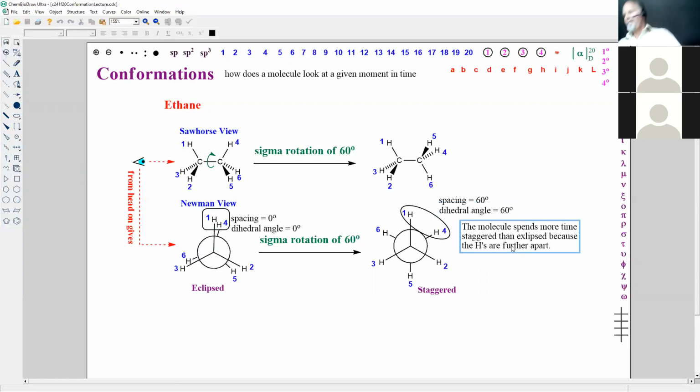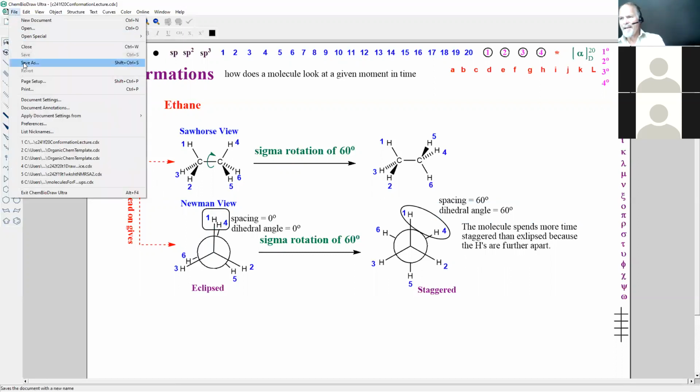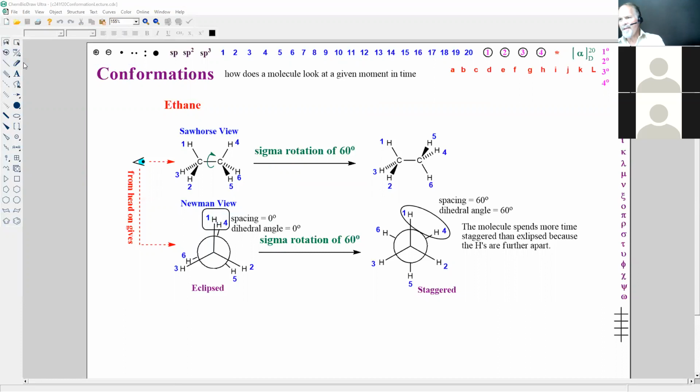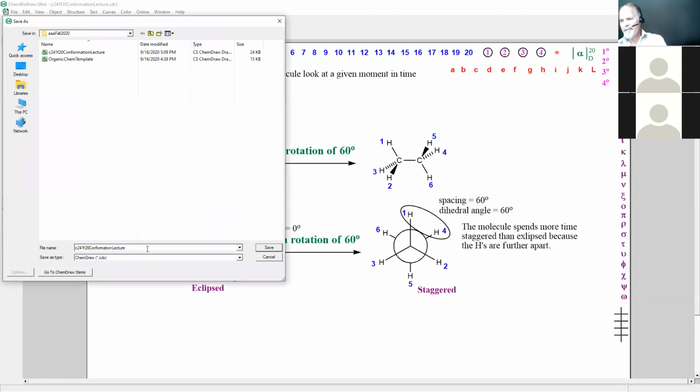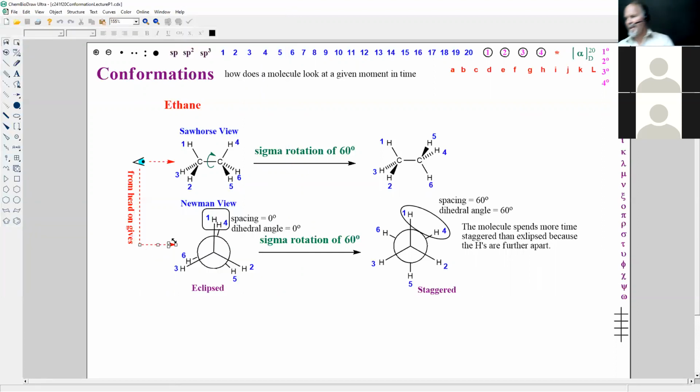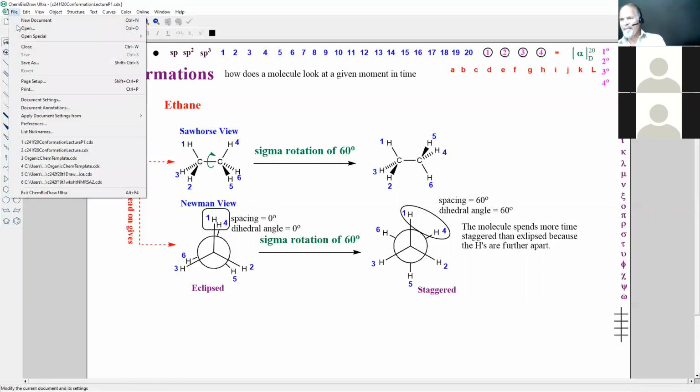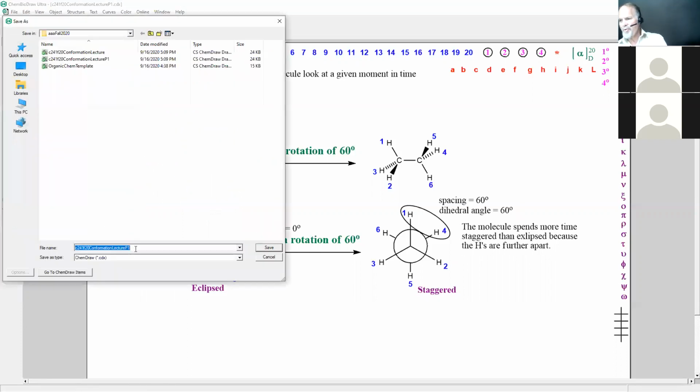All right, so we got that, page 1. I'm going to put these into Starboard later. It's going to be a little more work for me today. Page 1. Now we're going to switch over to, instead of ethane, we're going to look at butane. I'll save as page 2.